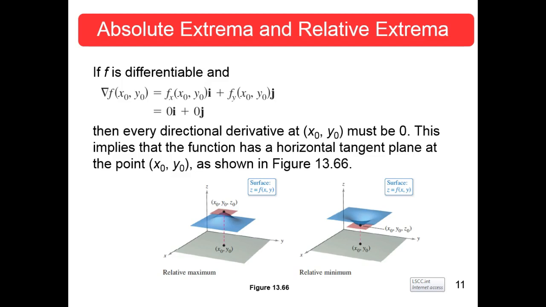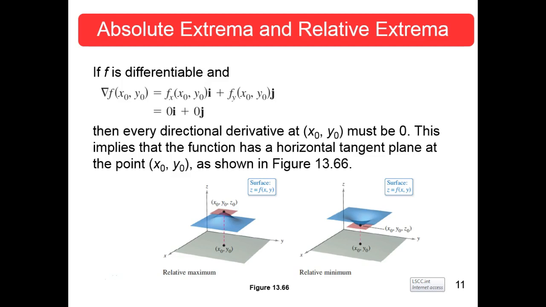Then every directional derivative at (x0, y0) must be 0. This implies that the function has a horizontal tangent plane at that point, (x0, y0). Okay? So if you're up here at that peak, that absolute maximum, or at least a relative maximum of that surface, and your partial with respect to x is 0, and partial with respect to y is 0, then you're at a maximum on that surface. Or a minimum on that surface.